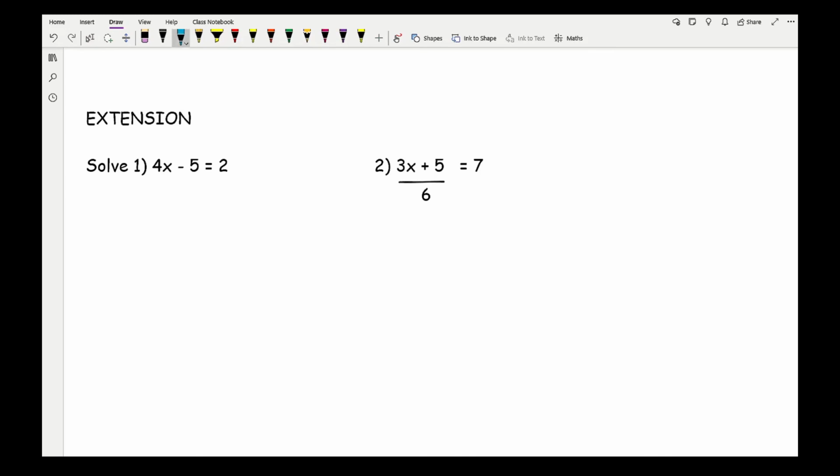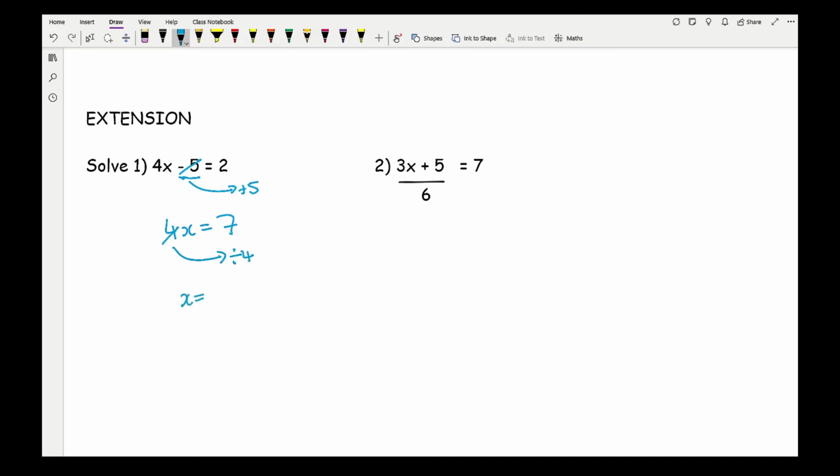So again, with question 1 on these extension questions, I'm going to get rid of the minus 5. And how do I do that? Well, I add 5. So I've got 4x equals 7. And then I think, right, okay, what's the 4 doing to x? Well, it's multiplying. So I need to divide by 4 to get rid of it.